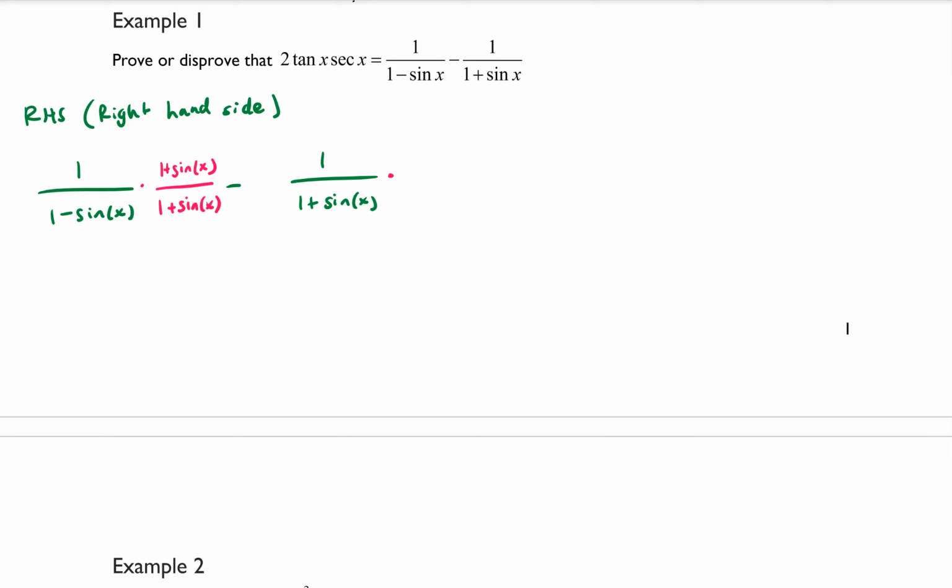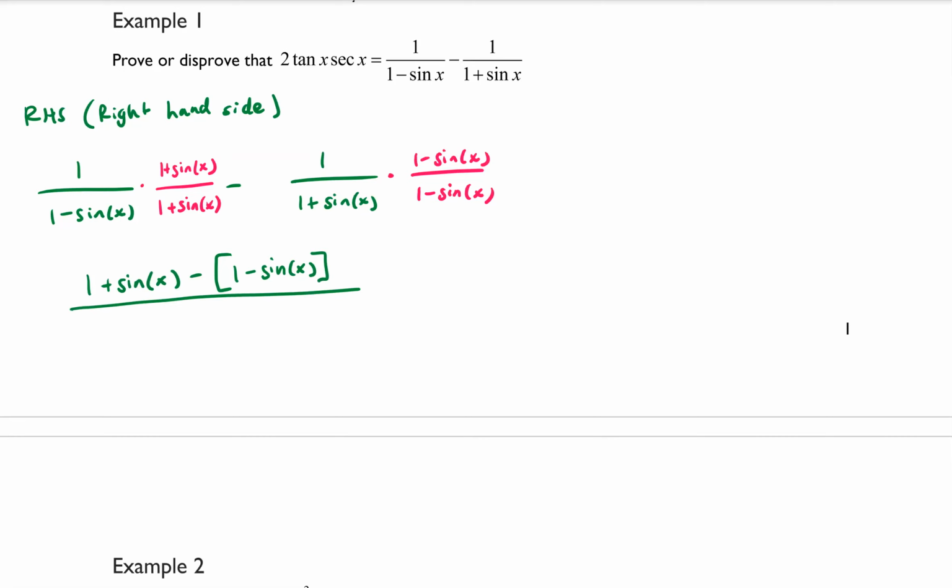And then the second fraction, I'm going to multiply by 1 minus sine of x over 1 minus sine of x. If we do that, what we end up getting is 1 plus sine of x minus 1 minus sine of x, like that, over, if I FOIL 1 minus sine of x times 1 plus sine of x, 1 minus sine squared x. Okay, so let's see if we can do some more simplification here.